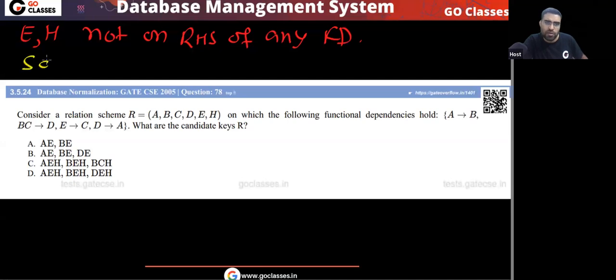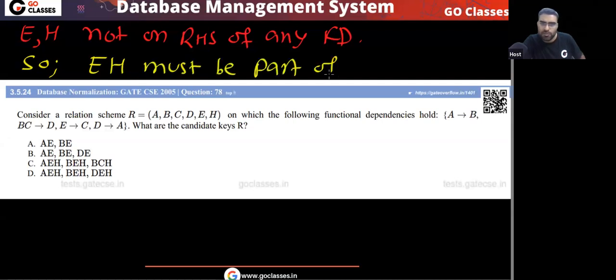So what should happen? They must belong to every candidate key. So this EH must be part of every candidate key, right? Very simple. Now tell me, are they enough? Whatever candidate key you take, this EH must be part of it. So first you tell me, is EH enough?